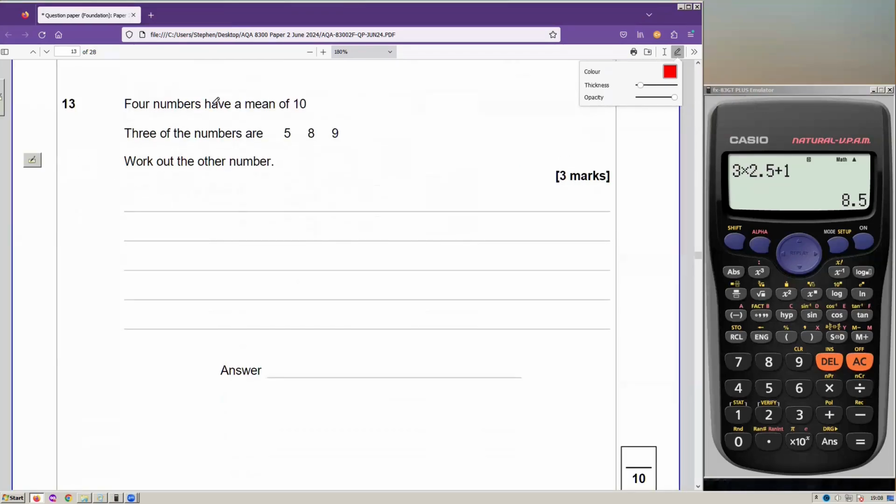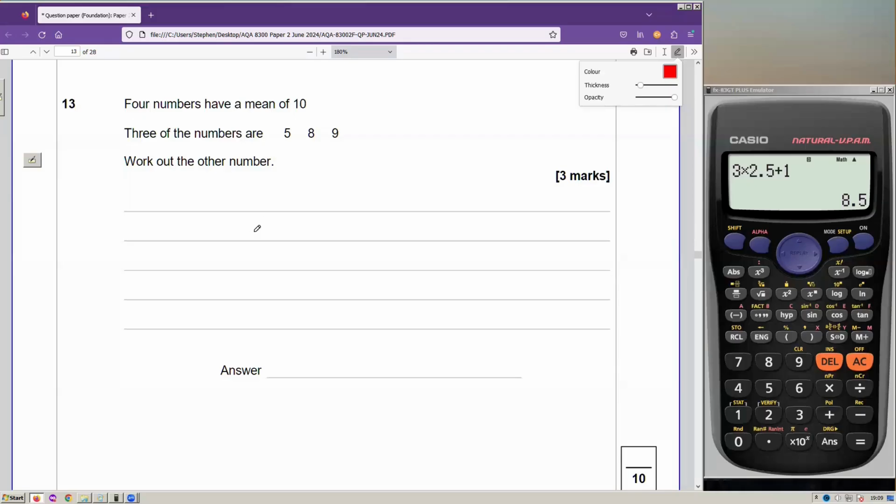Question 13. 4 numbers have a mean of 10. 3 of the numbers are 5, 8, and 9. Work out the other number. Well, this is quite common, they ask this sort of thing. So how do we work out a mean? You add up all the numbers, divide by how many you got.